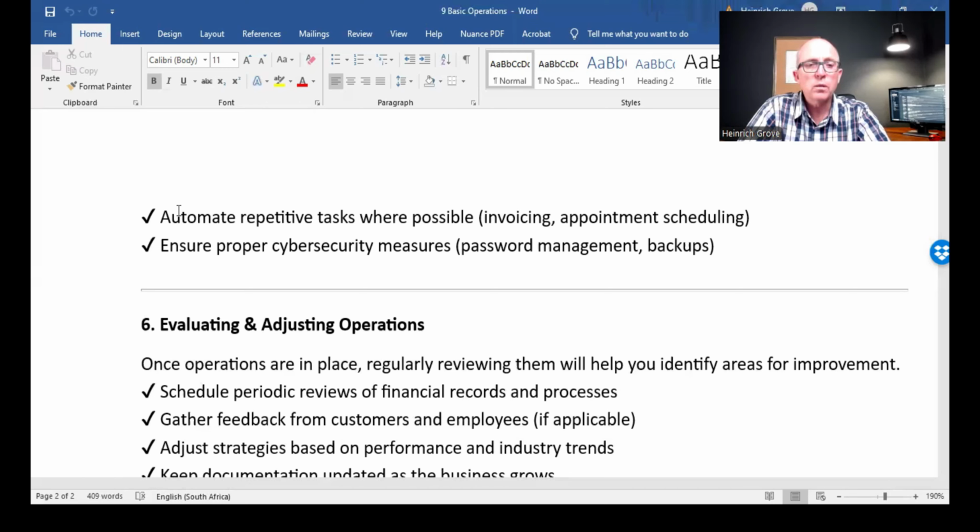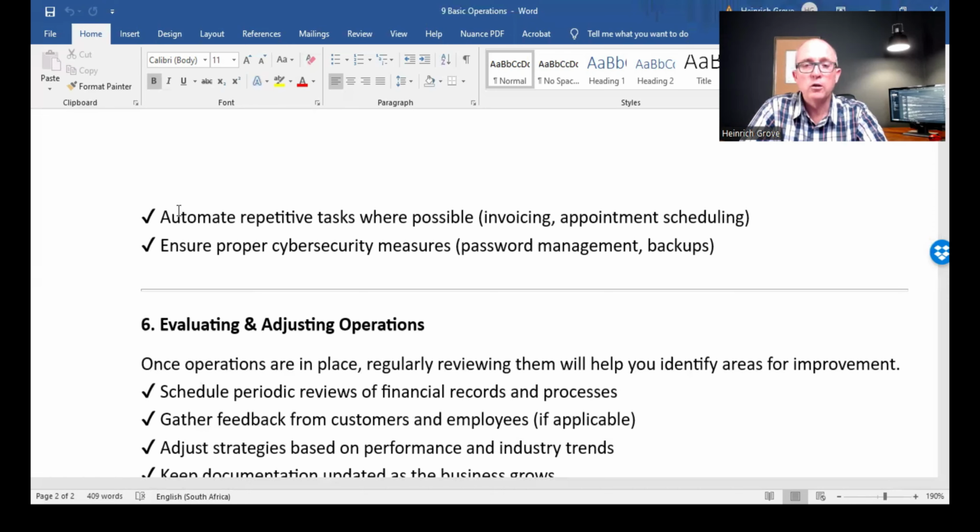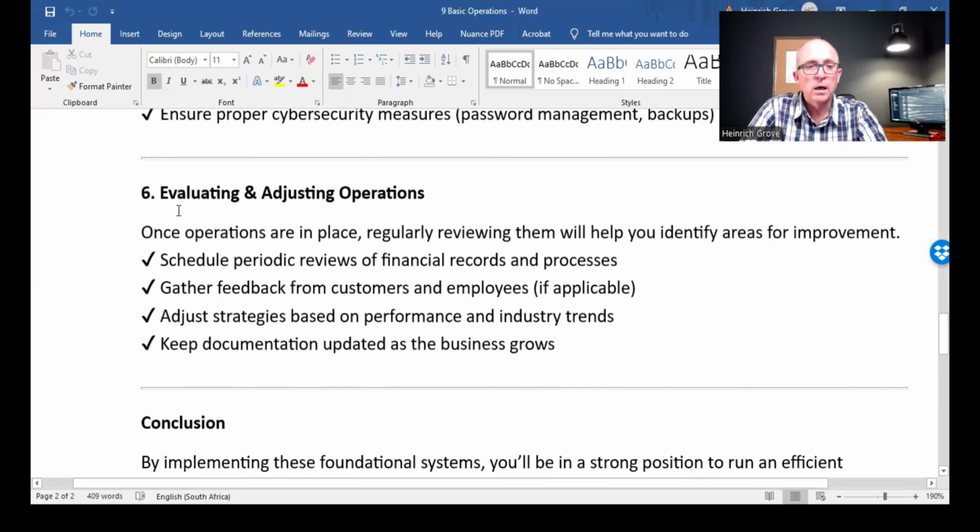Ensure proper cybersecurity measures, password management, backups. I'm a big Norton fan. I've always been, and I think all my computers are covered by Norton. Password management is important. Backups is really, really important as well. So you do need to investigate those things.